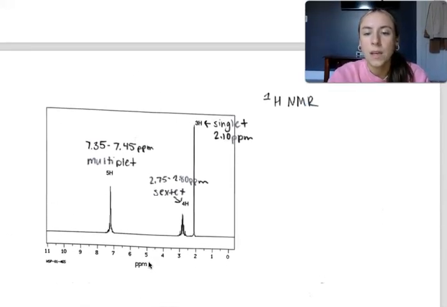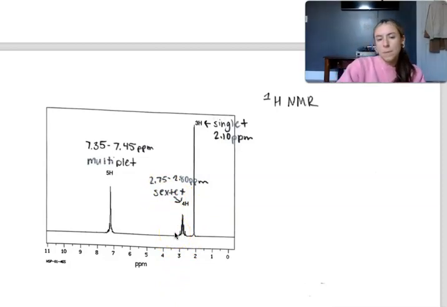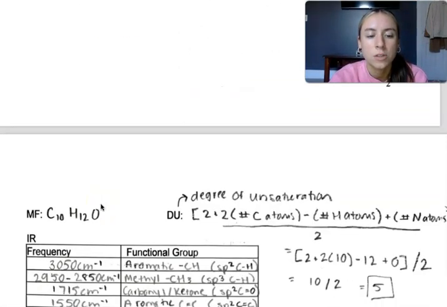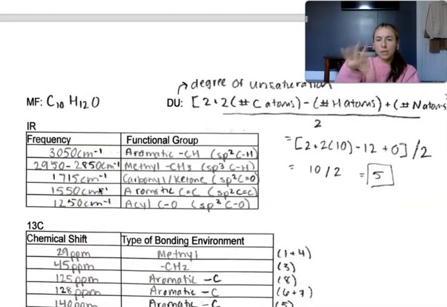And on the 1H NMR, first I have a singlet at 3H, this tall peak here, and that's about 2.10 ppm. Then the 4H is a sextet, and that's 2.75 to 2.80 in that range, ppm. And then 7.35 to 7.45 ppm, a multiplet, 5H. Then we'll go into my charts.